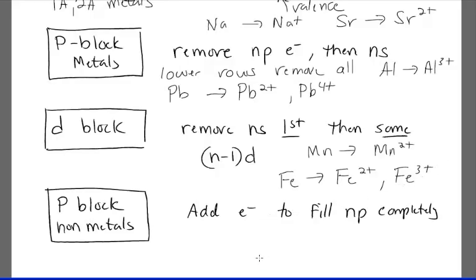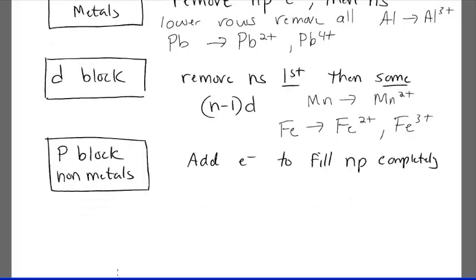All right, and finally, the nonmetals. Those are going to gain electrons, not lose. So you're going to add electrons to fill up the np level and therefore give it an octet. For example, sulfur, which we've just done, is 2 away from the noble gases. So to fill the p orbitals, we would give it 2 more electrons, so it would be 2- in charge.